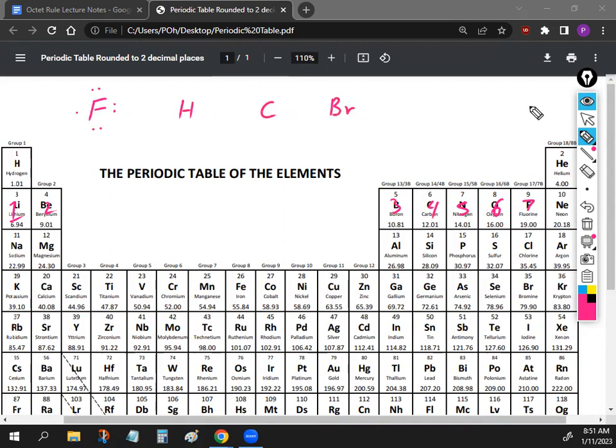HCBr. Okay, let's go on to H now. H is the first box in its row, so it's just going to have 1 valence electron. We'll move on to carbon. Carbon is right here, and carbon is group number 4, so it's going to have 4 valence electrons. And then Br is right over here, so we go 1, 2, and then this is the same example we did last time. We skip groups 3 through 12, and then go 3, 4, 5, 6, and 7. So Br is going to have 7 valence electrons.